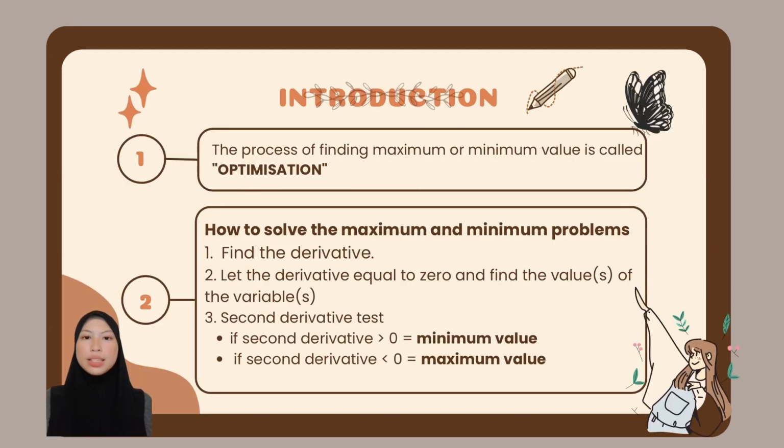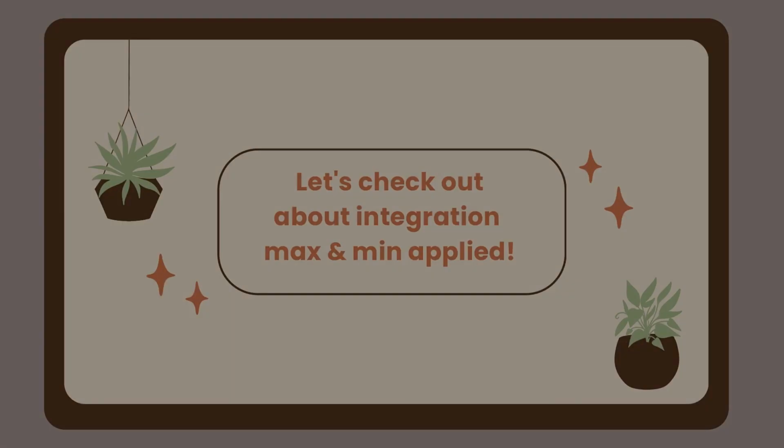The definition of applied maximum and minimum problems: the process of finding a maximum or minimum value is called optimization. How do we solve those equations? There are 3 steps. First, find the derivative. Second, let the derivative equal 0 and find the value of the variable. Third, the second derivative test. If the second derivative is bigger than 0, it's known as a minimum value. But if it is lower than 0, it's known as a maximum value.